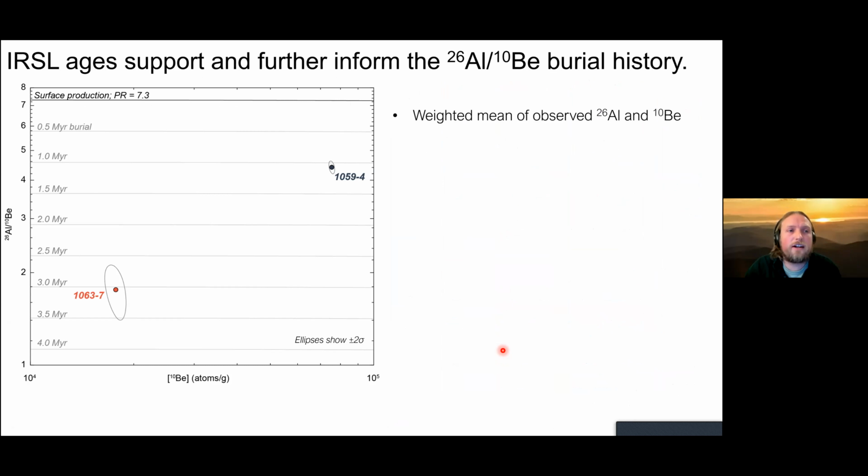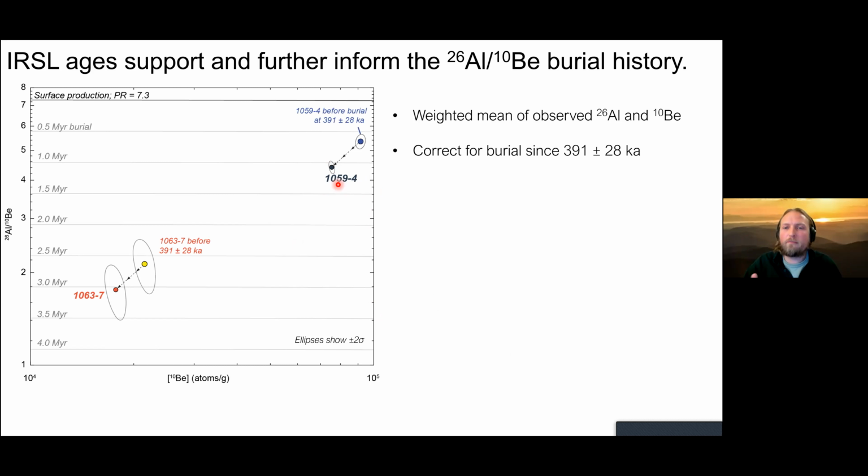We can use the IRSL ages to further inform our aluminum-beryllium burial history, which, if you remember, is just a total burial history. So what we did is we corrected these aluminum-beryllium measured values from the upper and lower Diamicton for an additional time of burial using that fading corrected IRSL age of 391,000 years ago. If you account for that burial, it slightly raises the aluminum-beryllium ratios of both sediments, giving us the aluminum-beryllium ratio at the time of burial following that last ice-free event.